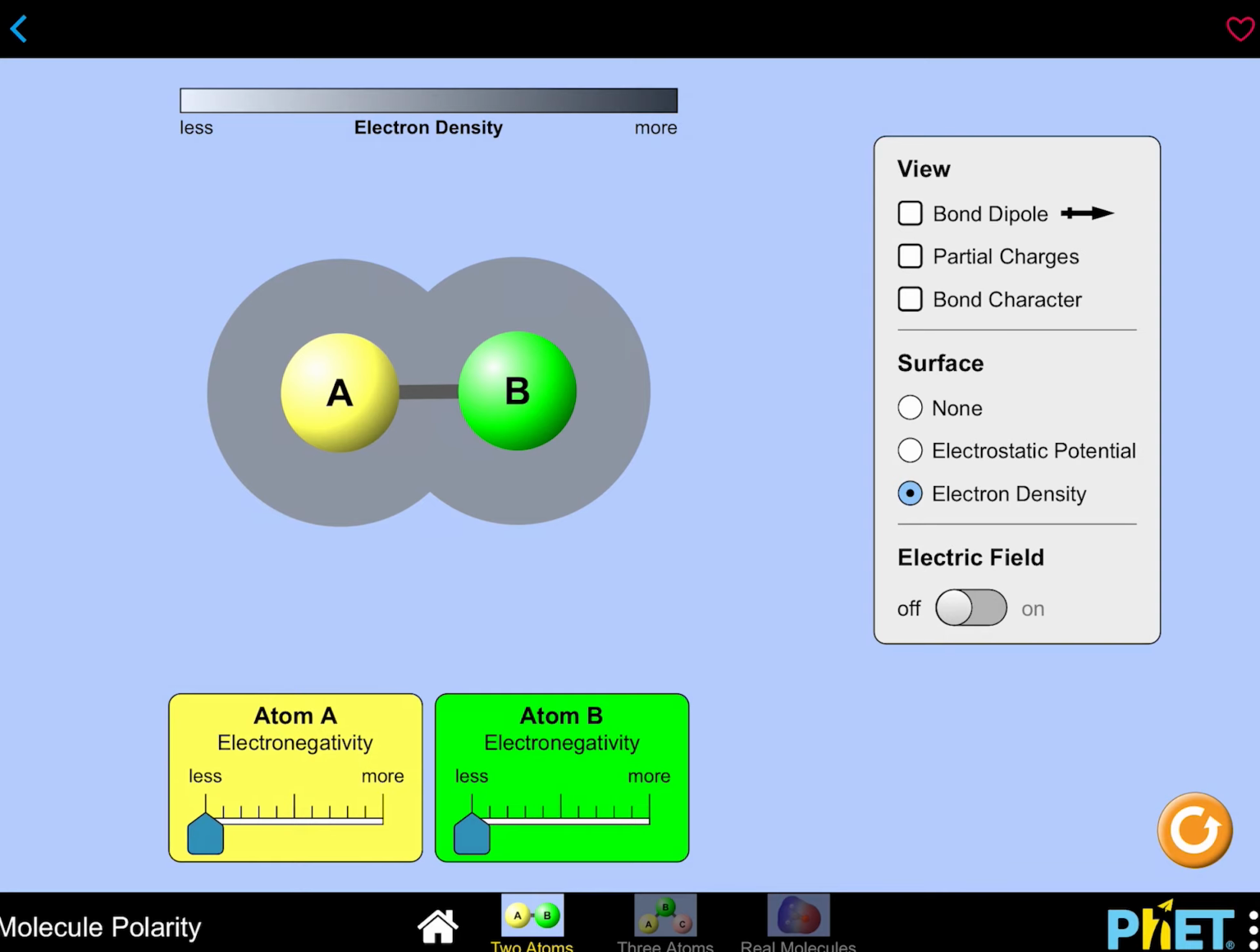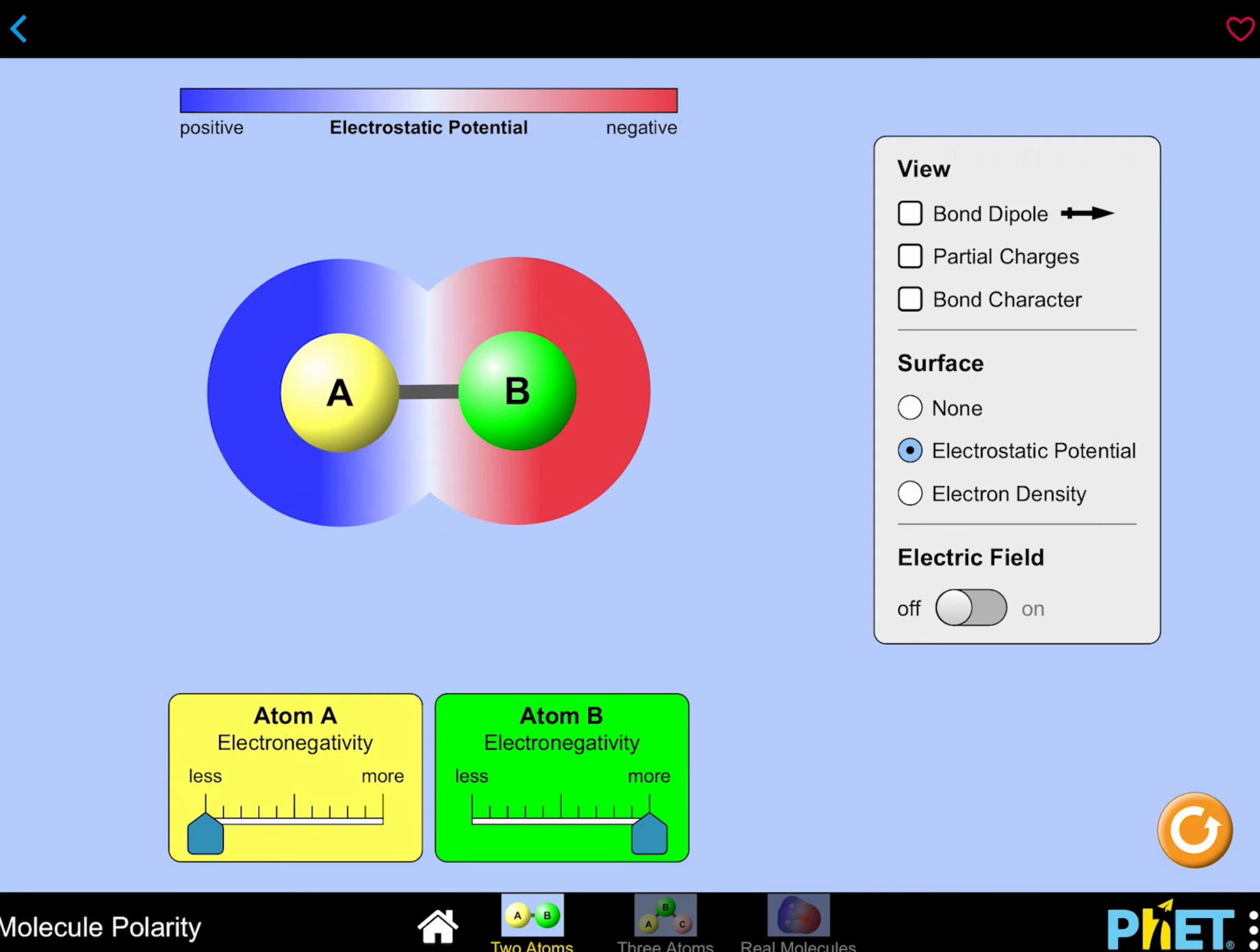Okay? As we take one of our atoms and it becomes more electronegative, we're going to shift that electron density towards the more electronegative atom, in this case B. It's a little bit easier to see it as an electrostatic potential energy because I have pretty colors. So the electron density is going to shift towards atom B, and that produces a bond dipole and partial charges. Because we only have two atoms in this case, all the density is going in one direction, so we can see a visible partial positive and a partial negative.